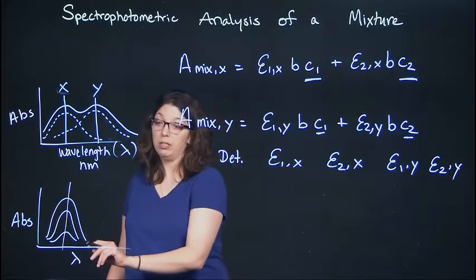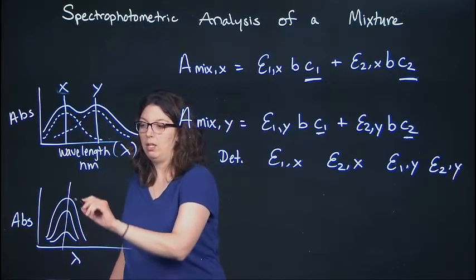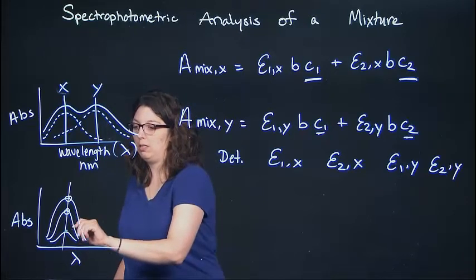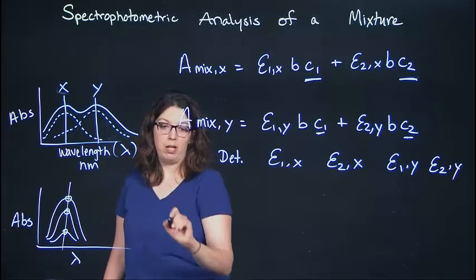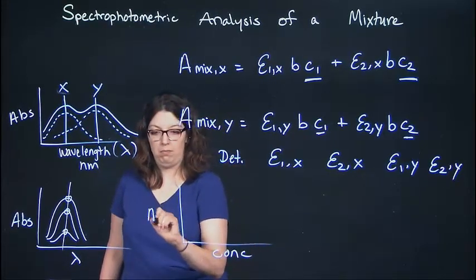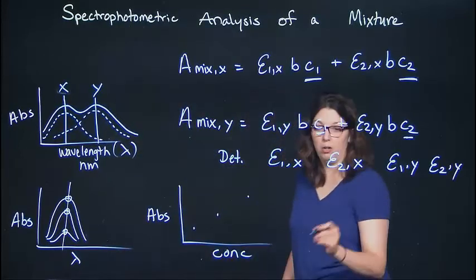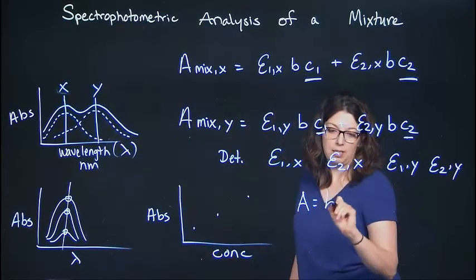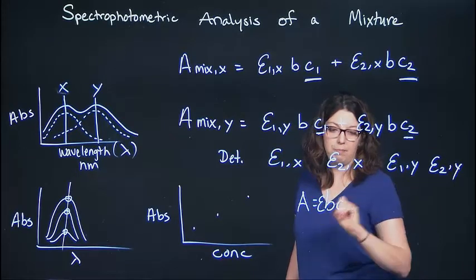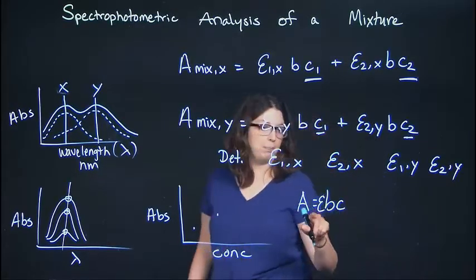Okay, so you'll collect spectra. You're going to pick out that wavelength of maximum absorbance. You're going to write down what these absorbances are, and then you're going to plot that versus concentration. And so you're going to get something that should be linear. And why should that be linear? It's because it's based on Beer's law.